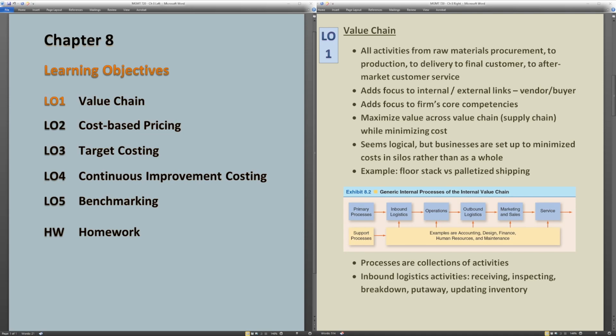So what you want to do is maximize the value across the value chain while minimizing cost. While that seems logical, businesses are actually set up more to be focused on two things. Either they're siloed, meaning that people operate independently, or divisions or departments operate independent of each other, or we work on a node basis, meaning we might maximize a node, but maximizing each node may not maximize the entire supply chain or the entire value chain.